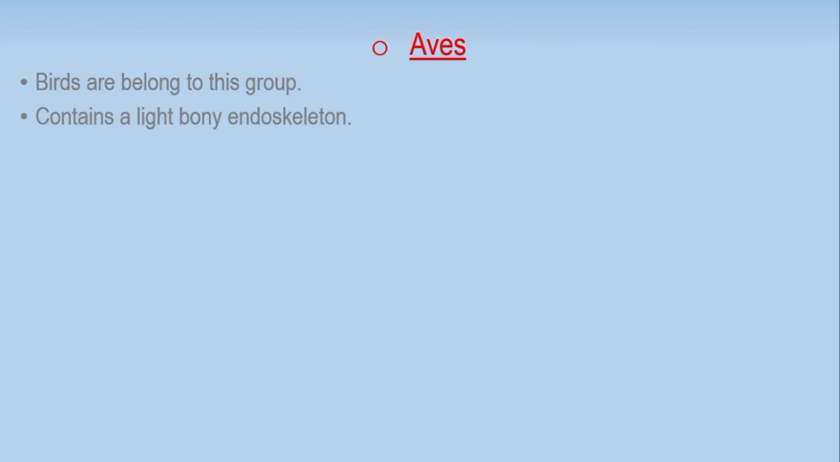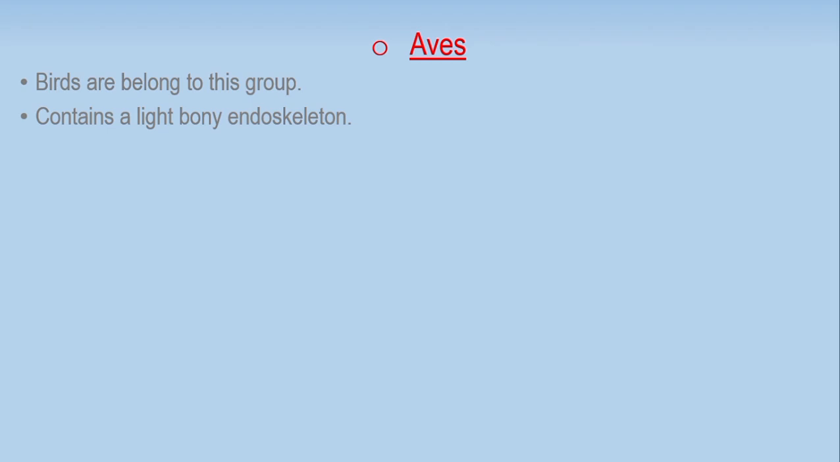Next, aves. Aves means, I told previously, the birds. Birds belong to this group, right? And they have a light bony endoskeleton. This is one of the features that helps them to fly, right? If their endoskeleton or their body has a high weight, they cannot fly, right?